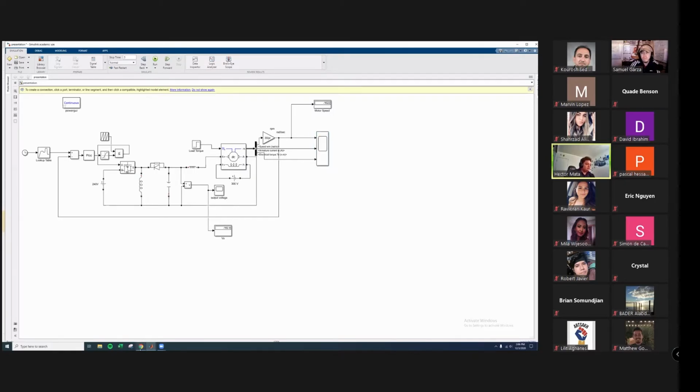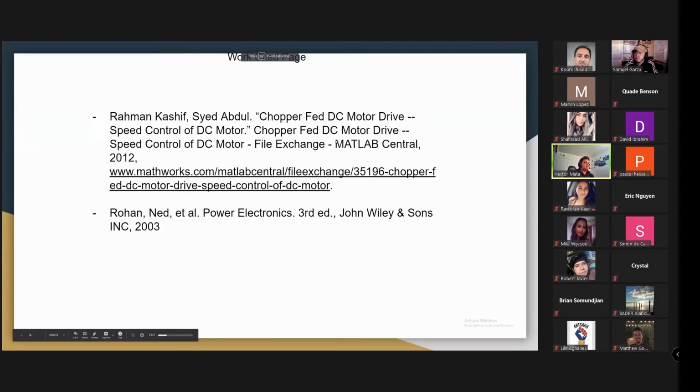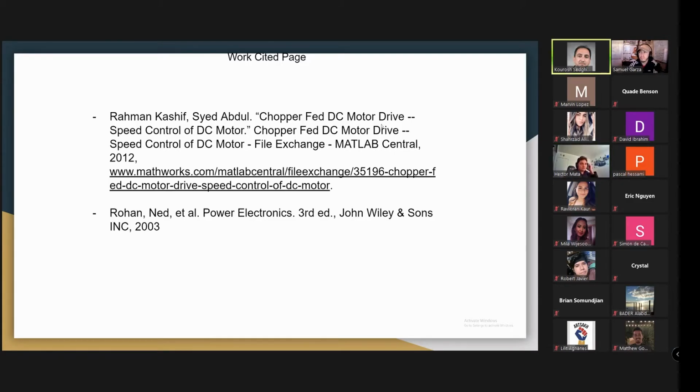And then here we have our works cited page. With this top reference, we used the control design to help us reference our speed. And on the bottom, we have the book. And that's it. Any questions? Does anybody have any questions?